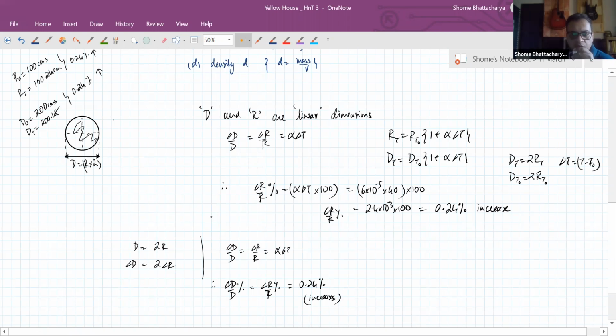Understood, Prince? Okay, so just write this down. This is the A part, the percentage change in the radius, and this is the B part, the percentage change in the diameter, and they're both equal to 0.24%. Now C part, you have to calculate the percentage change in the surface area.